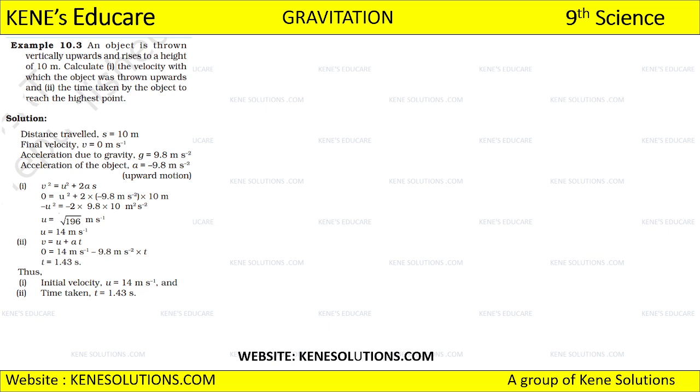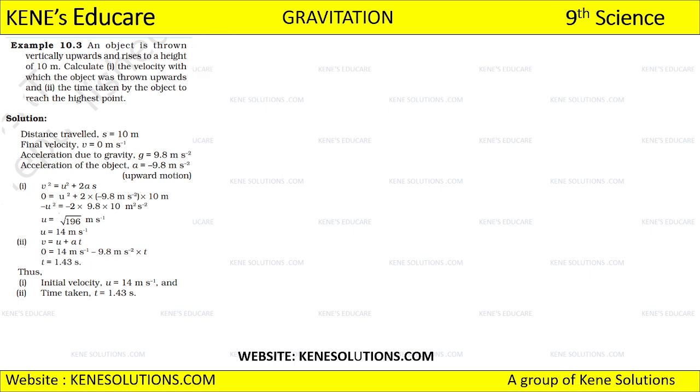Okay, so now we will be using the formula over here because we need to calculate the velocity with which the object was moving. So the formula that we are going to use here is v² = u² + 2as. Whatever information we have, we need to enter that. For the velocity part, we don't know the value for it, so we'll write 0, u², as we need to calculate that. Then 2, acceleration is minus 9.8, and distance is 10 meters, right?